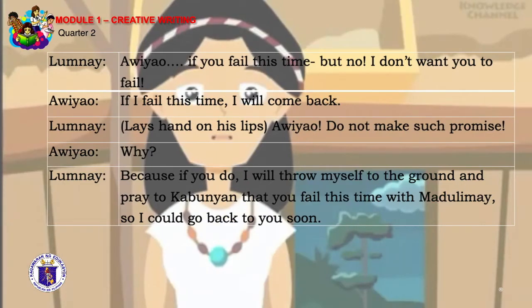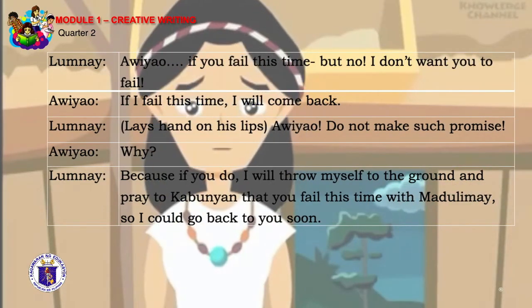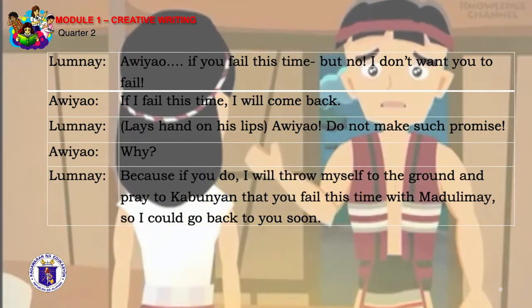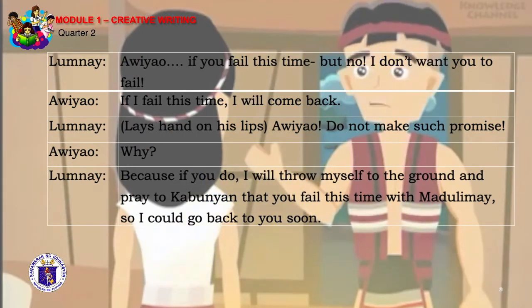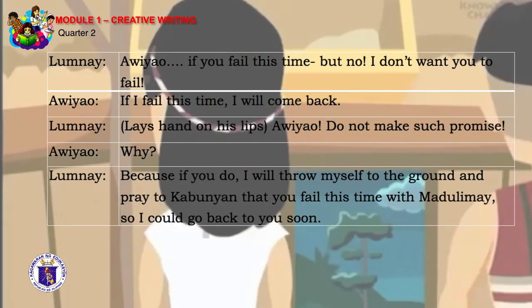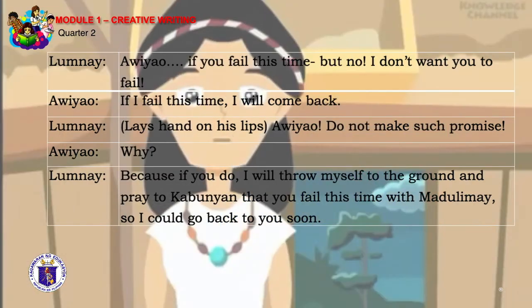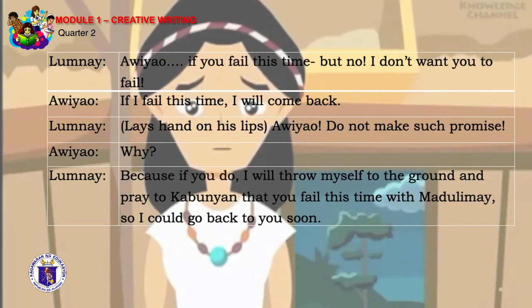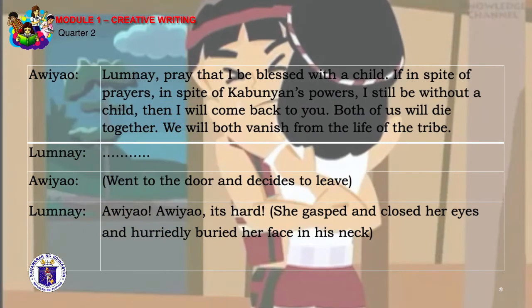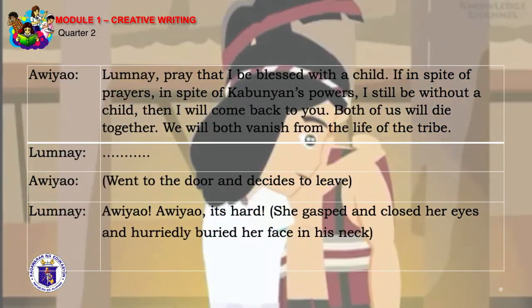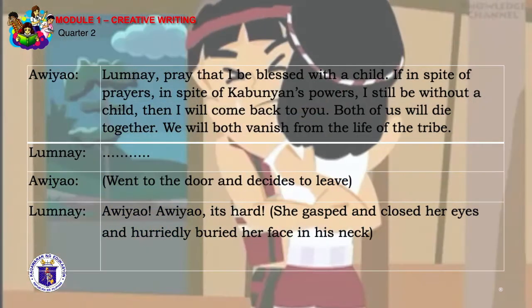Awiyaw, if you fail this time, but no, I don't want you to fail. If I fail this time, I will come back. (Lays hand on his lips.) Awiyaw, do not make such a promise. Why? Because if you do, I will throw myself to the ground and pray to Kabunyan that you fail this time with Madalima, so I could go back to you soon. Lunay, pray that I be blessed with a child. If in spite of prayers, in spite of Kabunyan's powers, I still be without the child, then I will come back to you. Both of us will die together. We will both vanish from the life of the tribe.